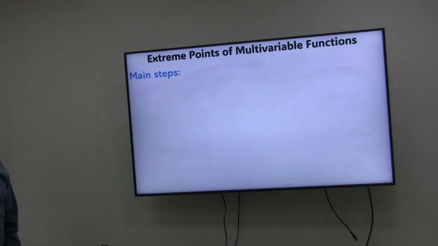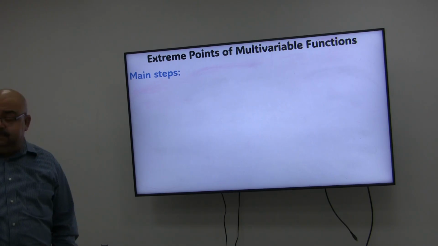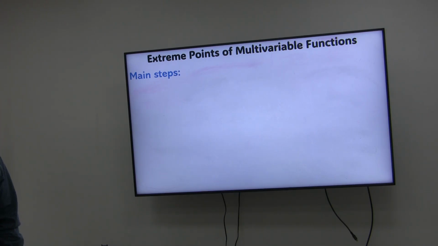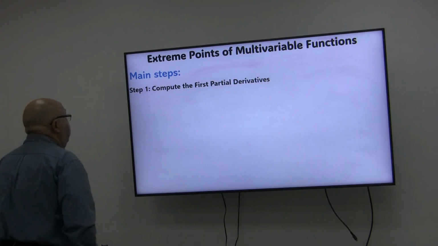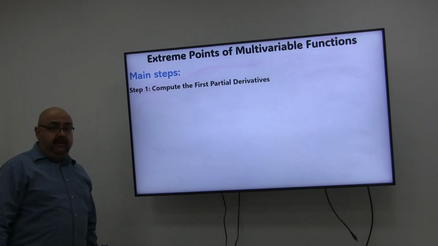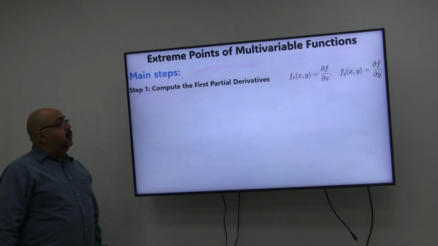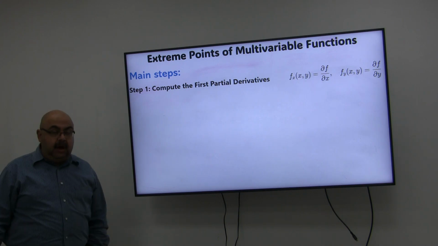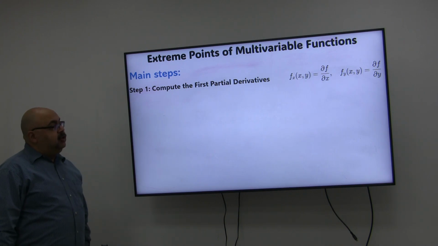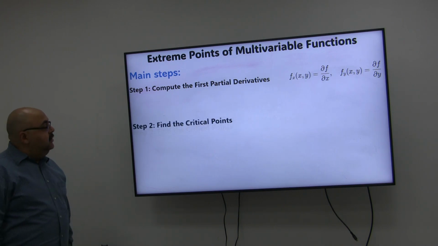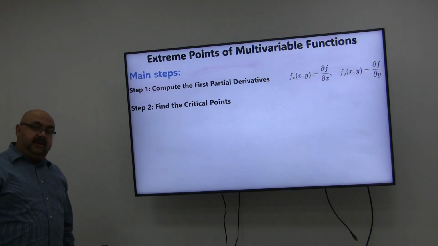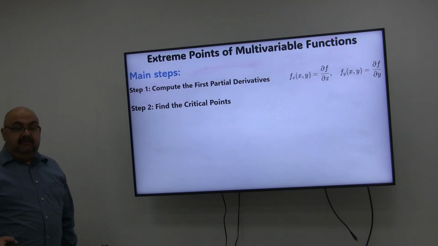the extreme or the local maximum and the minimum, as you can see. The main steps: compute the first partial derivatives of your function. So if I have a function in x and y, I will get partial f partial x, partial f partial y. The second step, I will get the critical points of my function.